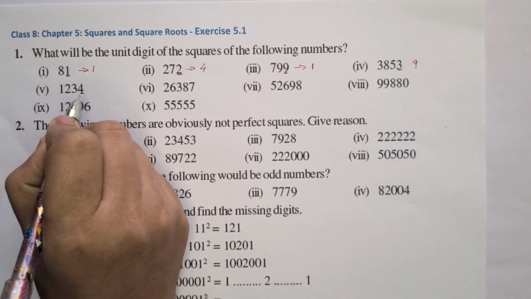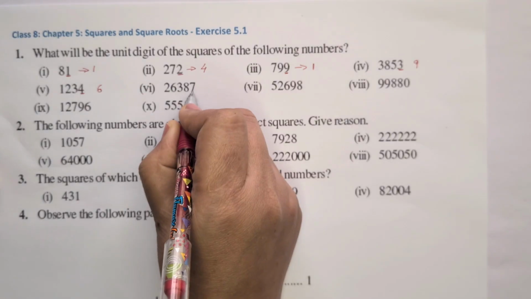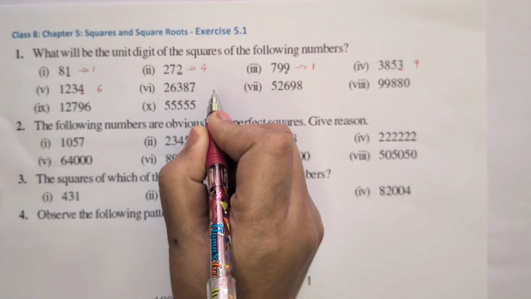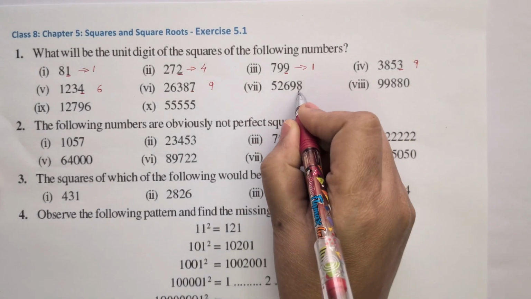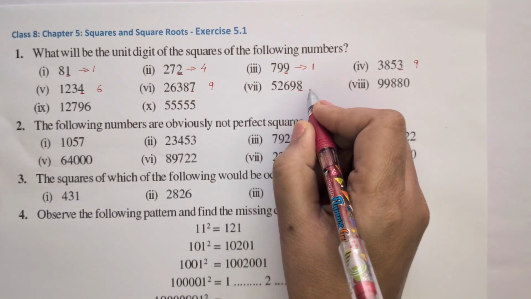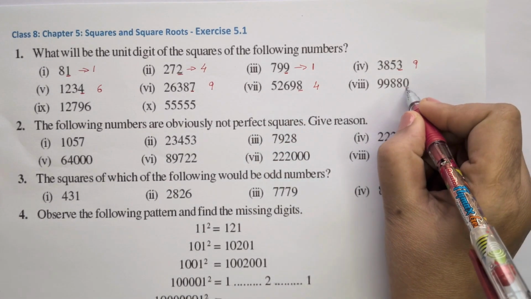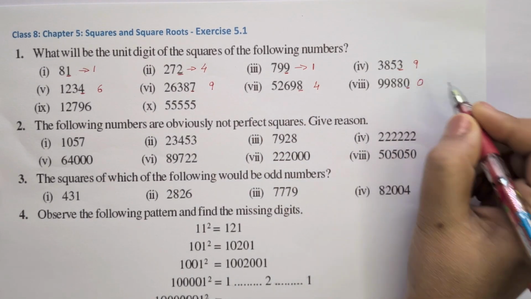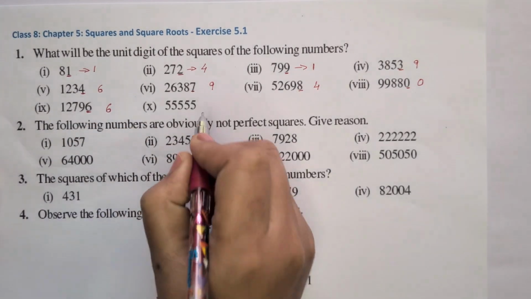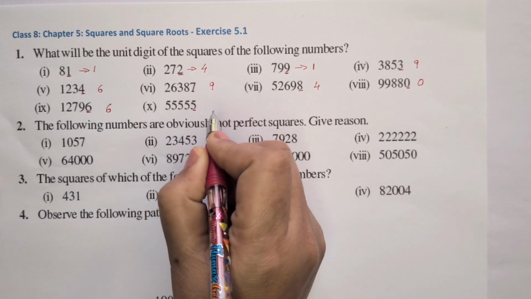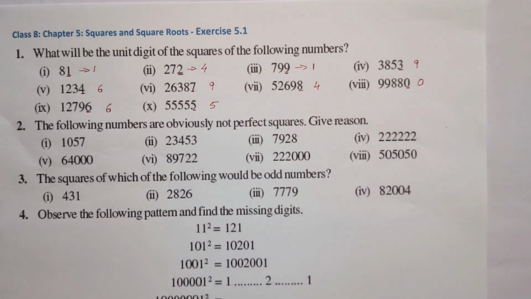4. 4 square is 16 and 6 is coming in the unit place. 7 square, that is 49, so 9 is the unit place digit. 8 square, 64, so 4 is there in the unit place. 0 square, 0. 6 square, 36, so 6 will be in the unit place. 5 square is 25 and 5 is there in the unit place.